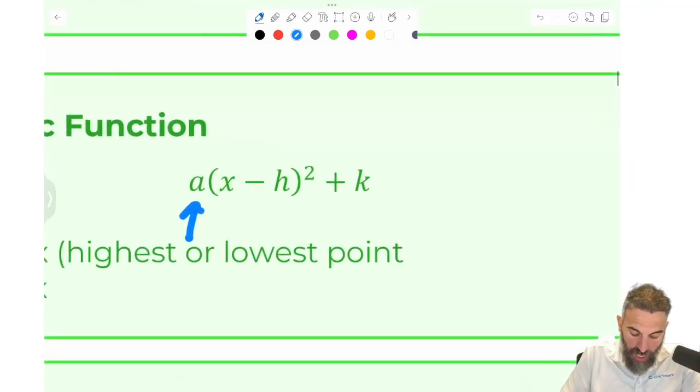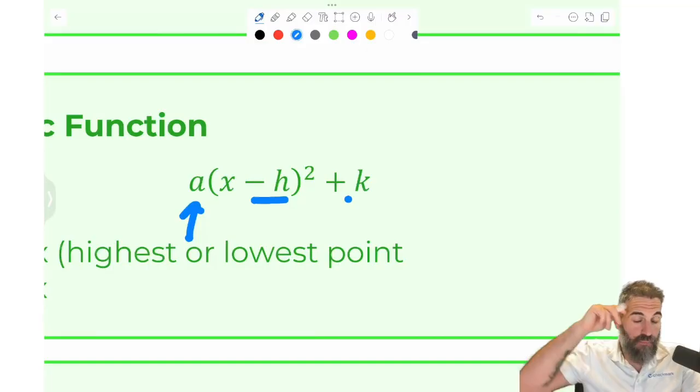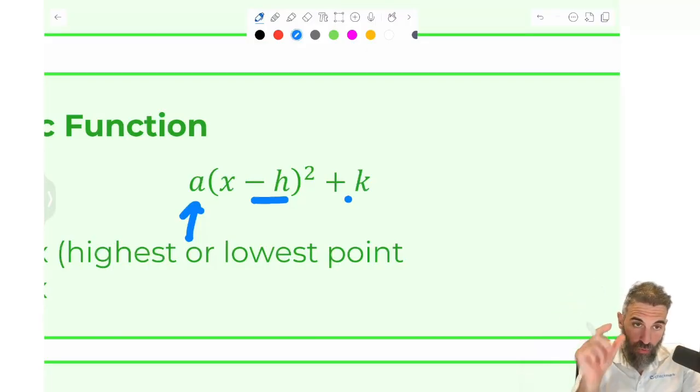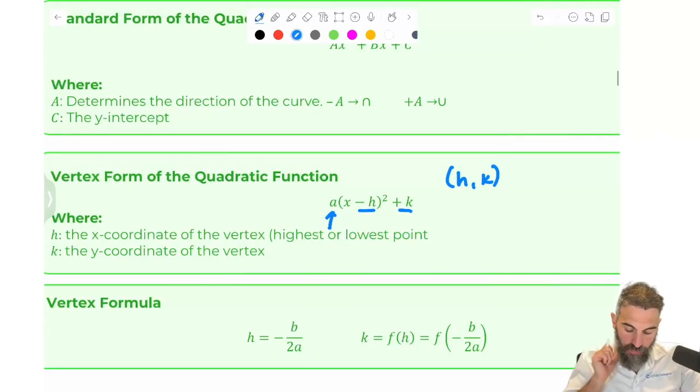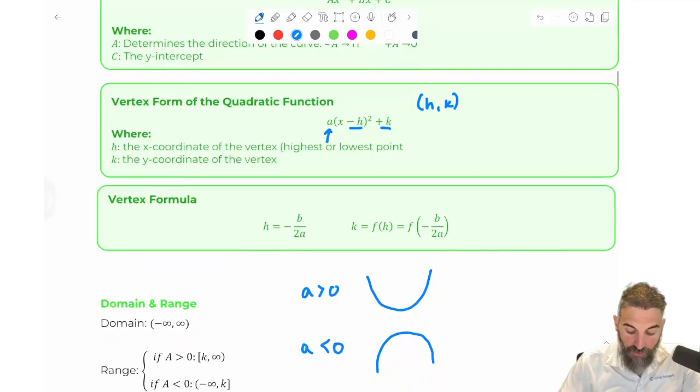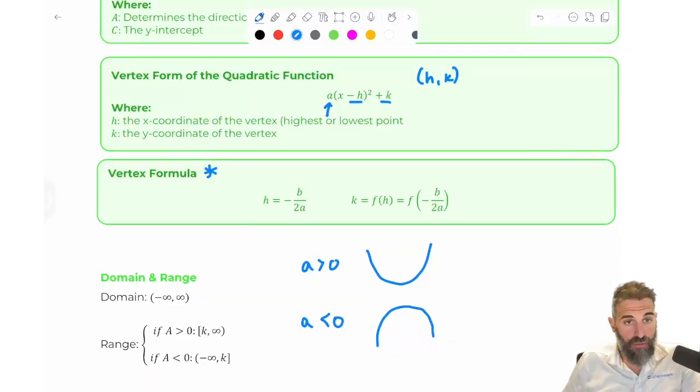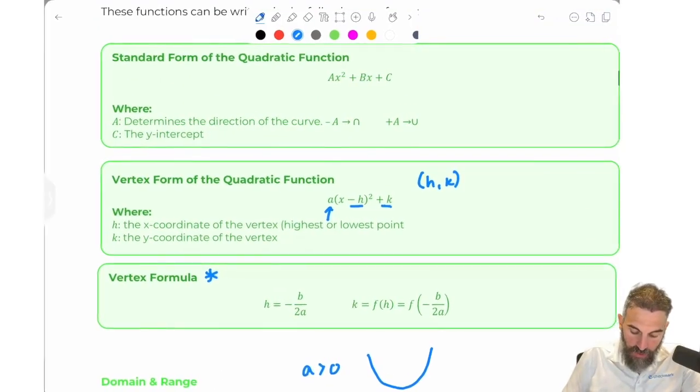Within the bracket, you have your h, which is the x coordinate of your vertex. Remember that vertex is h and k. And then over here, you have your y coordinate, okay? So we'll go over all these in a second. And then finally, very important, you have your vertex formula, okay? This is how you find your vertex.